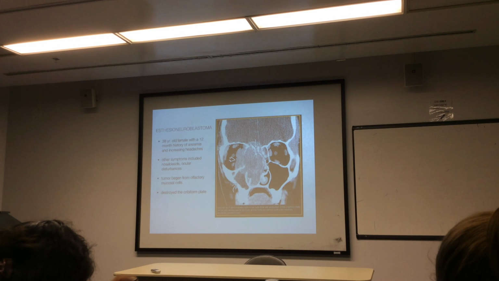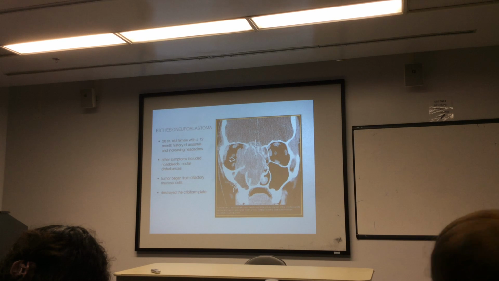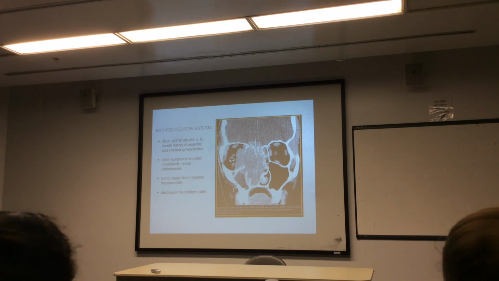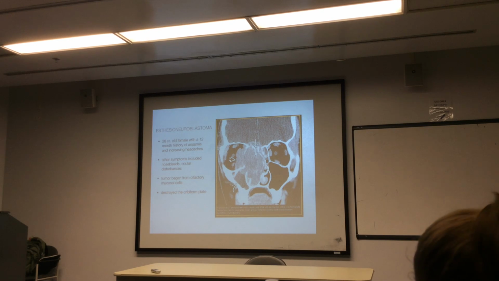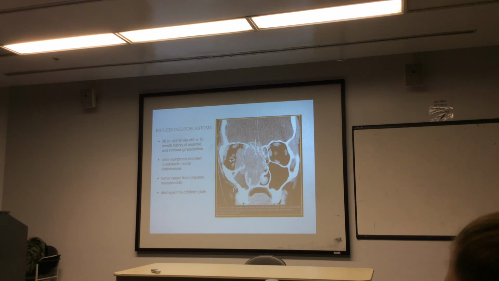All right, and so here's a little pathology for you. This is called an esthesioneuroblastoma. What happened here is this 38-year-old woman had a year-long episode of no smells and frequent headaches. She kept getting more and more headaches. She also had some nosebleeds, and then she started having some problems with vision. And what they found was that she had this gigantic tumor that started from her olfactory mucosa cells. Eventually it completely destroyed her cribriform plate and disrupted cranial nerve 1, and it started to impede on her ability to see. So that's not that good, right?